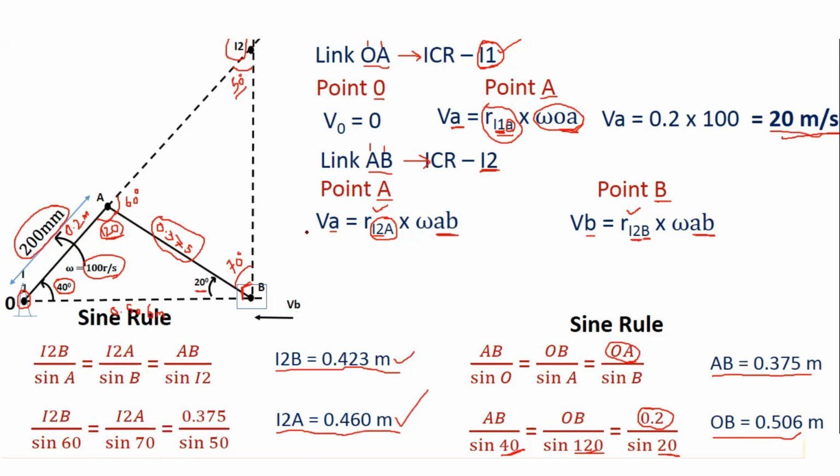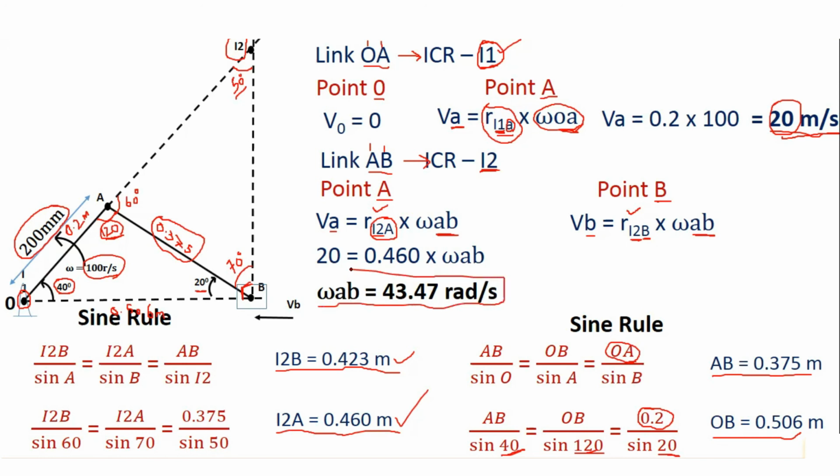Now what we need to do, we need to just substitute the values of this in the equation which we have found. So VA, the value of VA we already know as 20 meters per second. From here we have already found out I2A as 0.460 meters. So I will substitute it and I will get the answer for omega AB as 43.47 radian per second. This is my required answer.